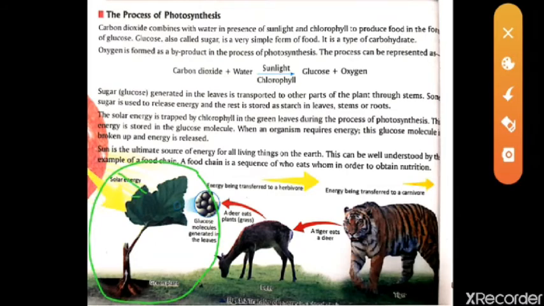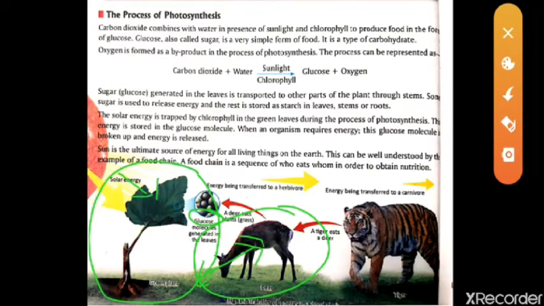Now by solar energy, water, carbon dioxide, and chlorophyll, they are making energy in the form of glucose. That means in the leaf they are having the energy in the form of glucose. It's a carbohydrate. Now the deer is eating the green grasses, that means the green plants, so they have got the solar energy and now it is transferred to the deer.